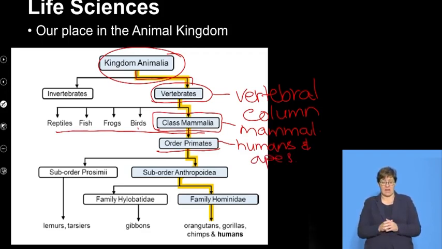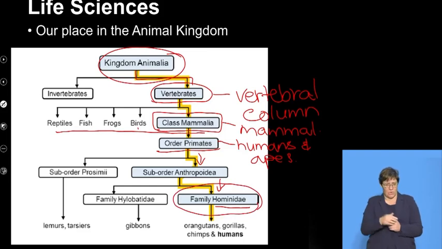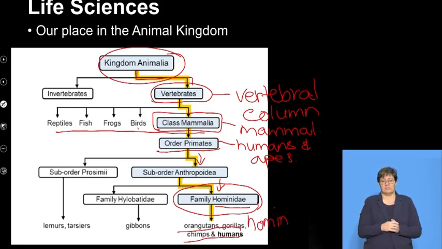Okay, then our suborder is Anthropoidea, and then we specifically belong, and this is where you need to know, to the family Hominidae. Okay, so we must know that name. We must know that we belong to the family Hominidae, and Hominidae includes orangutans, gorillas, chimps, and humans. So it's all of the apes as well as humans. So it is the hominids that we find in the family Hominidae.